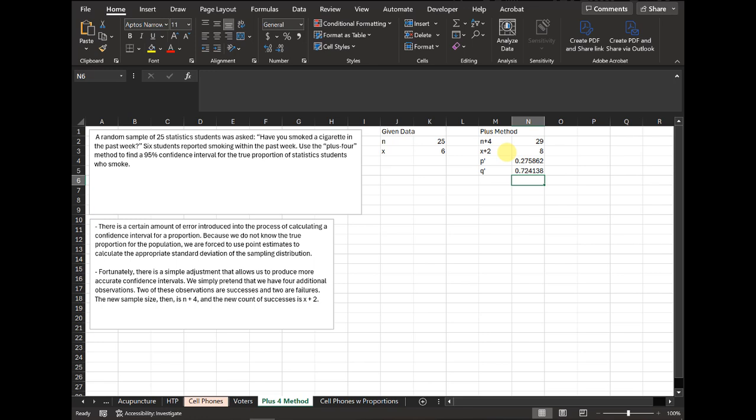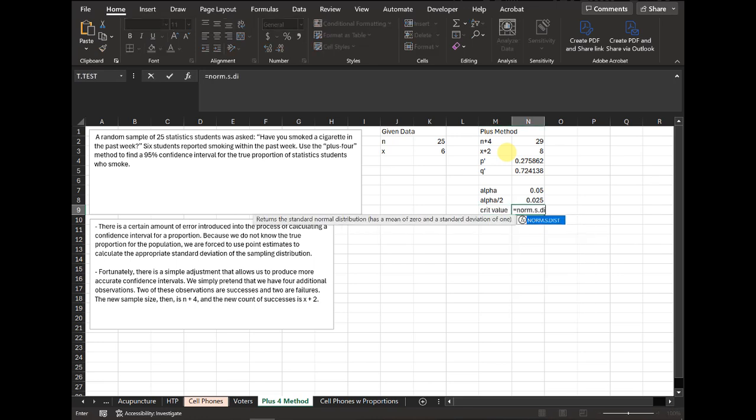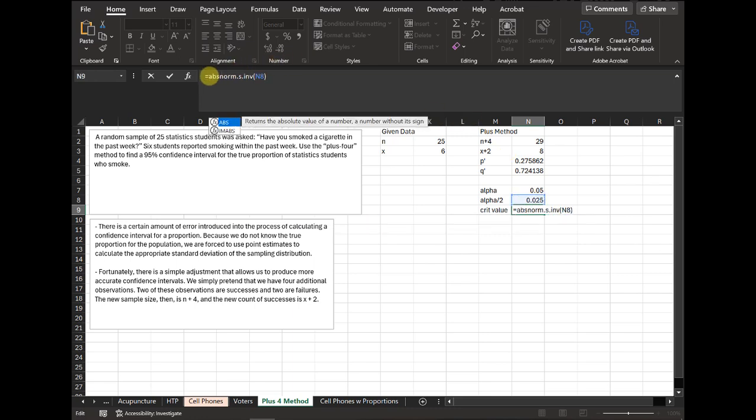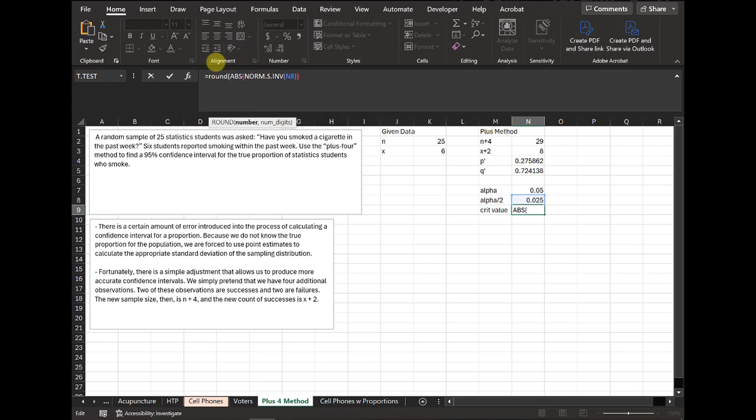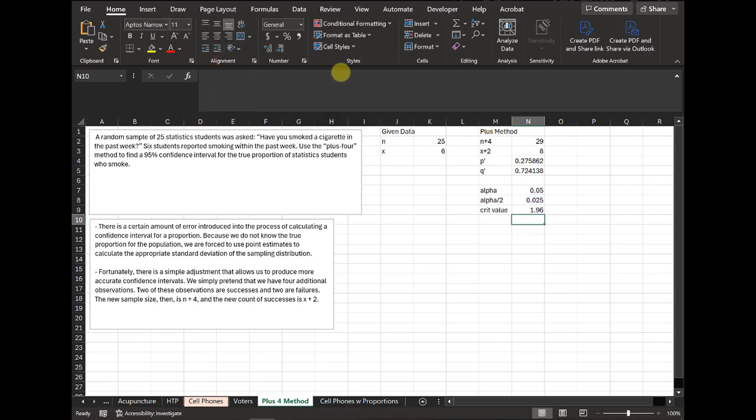So my q prime will be taken, I'll take my 1 minus my p prime. And then my alpha level in this case, we have that was 0.05. So my alpha over 2, it's optional if you want to do this or not, but then I can find my critical value. And so I can use my norm.s.inv function. And I like to take the absolute value of this number, and you can round it if you so desire. So I'm going to go ahead and just round to 3 decimal spots because that's typically what your book does.